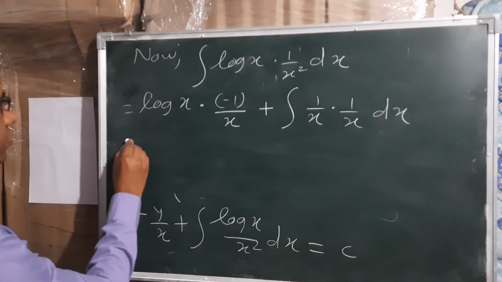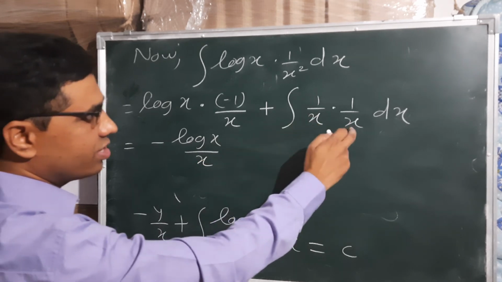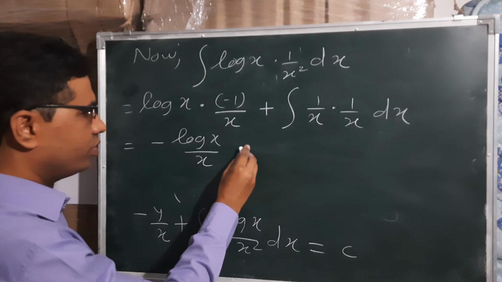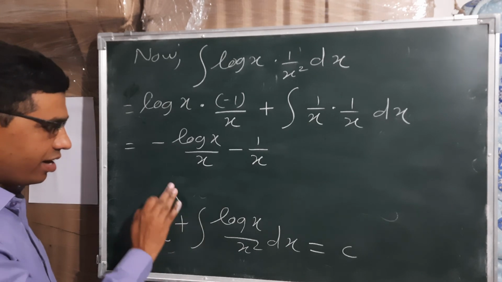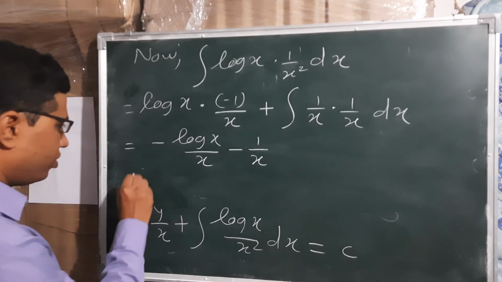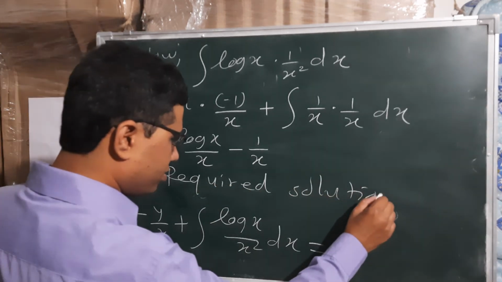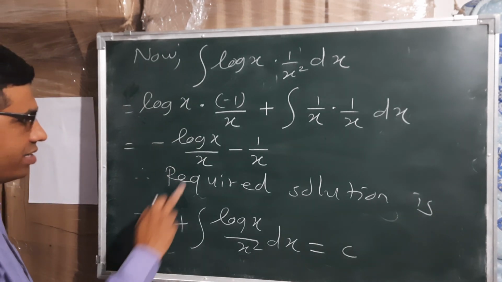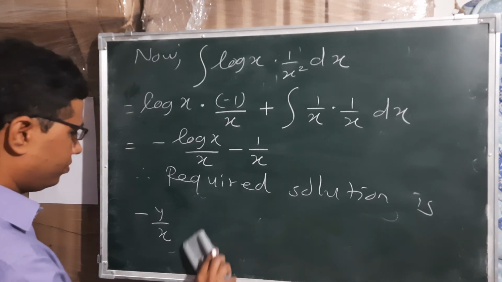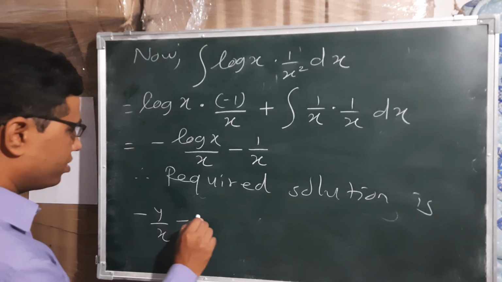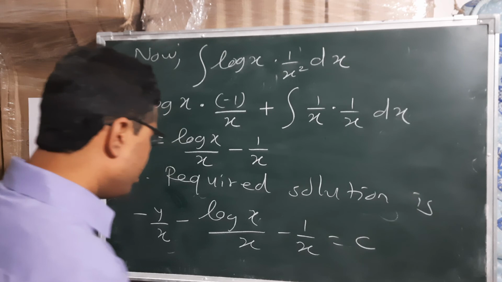So this is minus log of x by x, and this is the integration of x raised to minus 2. So it is minus 1 upon x. We substitute here and get the required solution. Okay. Therefore, the required solution is minus y upon x, and this is minus log of x by x minus 1 upon x equal to c. This can be simplified.